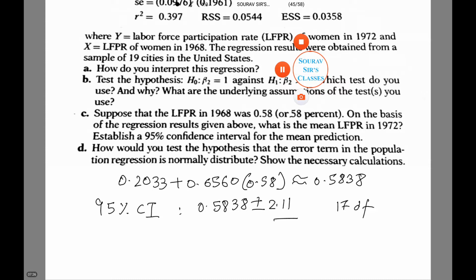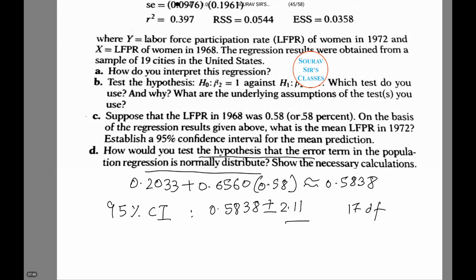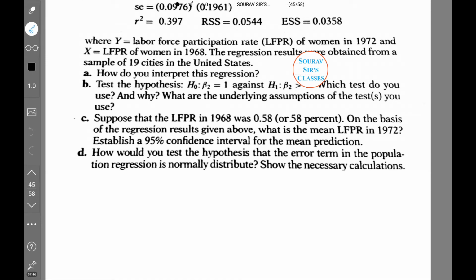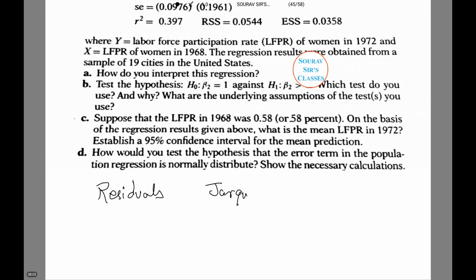And lastly, let's see what number D has to say. How would you test the hypothesis that the error term in the population regression is normally distributed? We need to show the necessary calculations. Without the actual data, we will not be able to answer this question because we need the values of the residuals to plot and obtain the normal probability plot or to compute the value of the Jarque-Bera test.